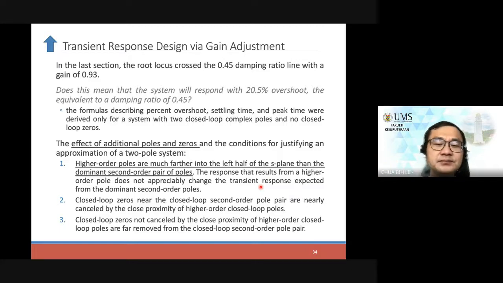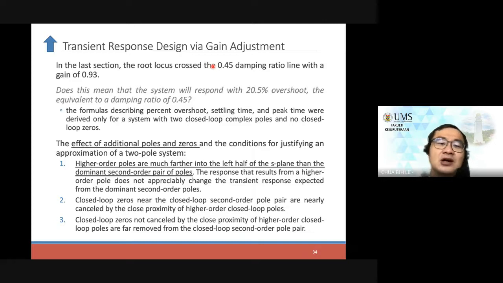the poles itself, okay. And also we can say that the closed loop zeros near to the closed loop second order poles will cancel out the effect, right, and so on. So this will eventually justify why this estimation can be acceptable.